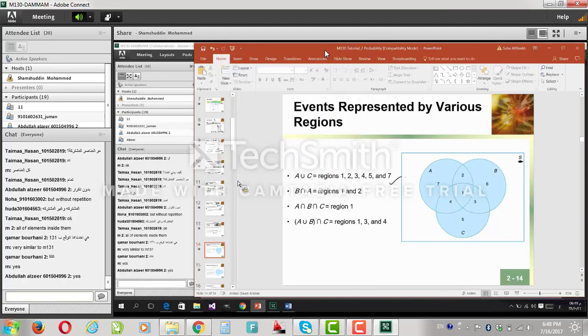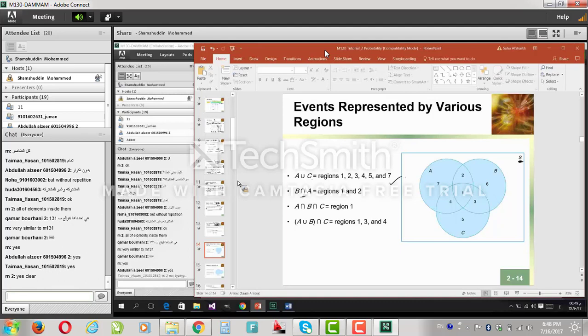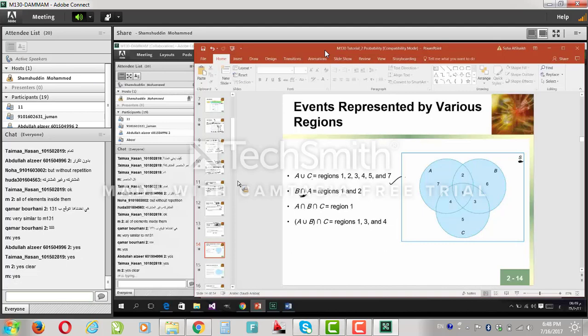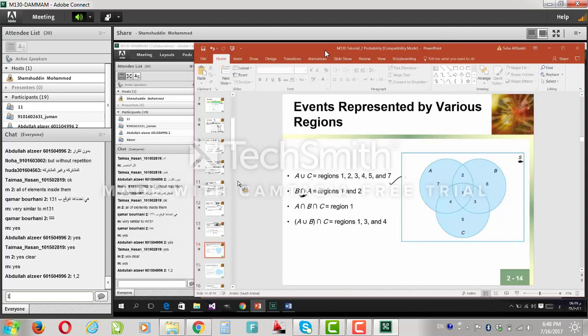Example 1: we have a license plate using three letters followed by three digits. B intersect A? Okay. You must know these symbols. You must know how to read them, didn't you? Three letters from the alphabet, so 26 letters. B intersect A means the common elements between B and A. What's common between B and A? We have 3 digits from 0 to 9.